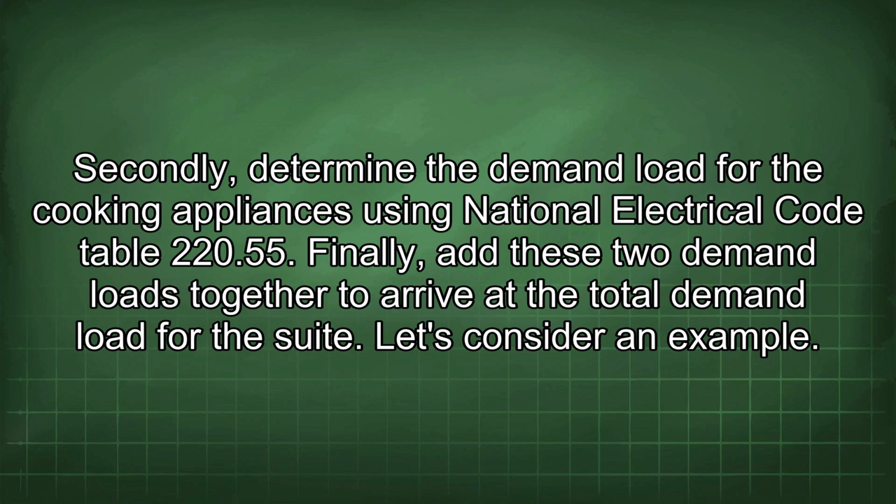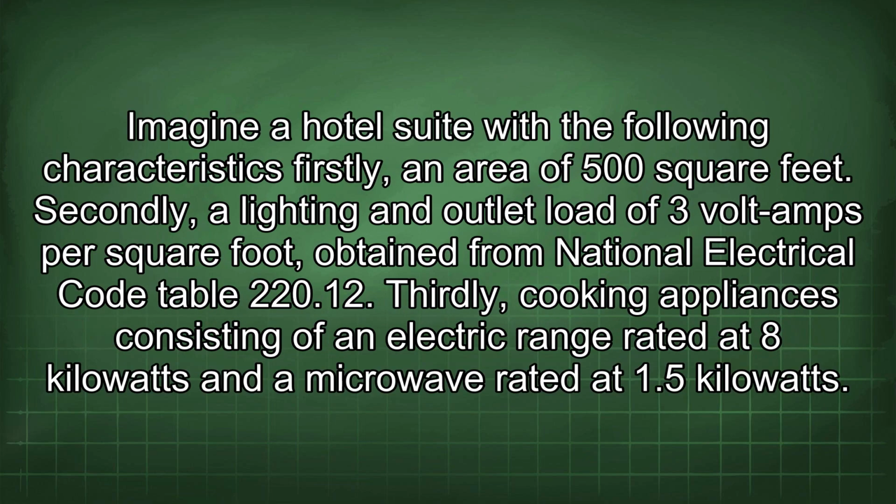Let's consider an example. Imagine a hotel suite with the following characteristics. Firstly, an area of 500 square feet. Secondly, a lighting and outlet load of 3 volt-amps per square foot, obtained from National Electrical Code Table 220.12. Thirdly, cooking appliances consisting of an electric range rated at 8 kilowatts and a microwave rated at 1.5 kilowatts.